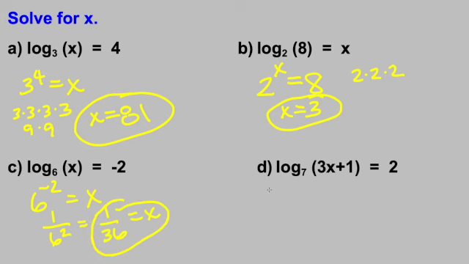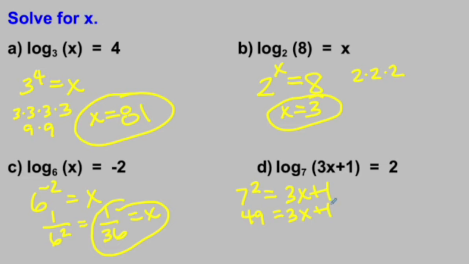All right, and this last one gets a little more complicated on purpose over here. So instead of just x, we have 3x plus 1. So let's first of all go ahead and convert it over to exponential form. So I'm going to have 7 squared equals 3x plus 1. Well, 7 squared is 49, so we're going to have 49 equals 3x plus 1.